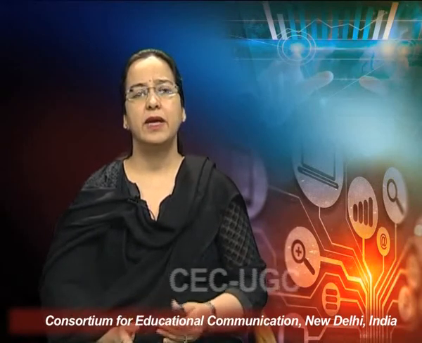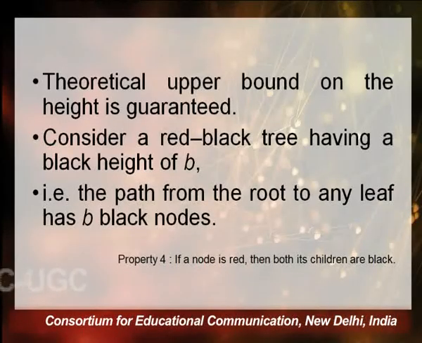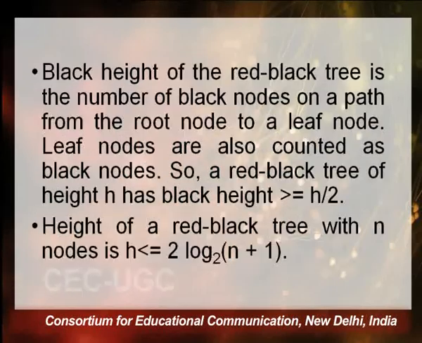A height balanced tree has a theoretical upper bound on the height. That upper bound will always be met. So let's say we have a red black tree with black height B. That means the path from root to any leaf node in that tree will have B black nodes. The black height of the red black tree, as I have already told you, is the number of black nodes on a path from root to leaf nodes. Leaf nodes are also counted as black nodes.